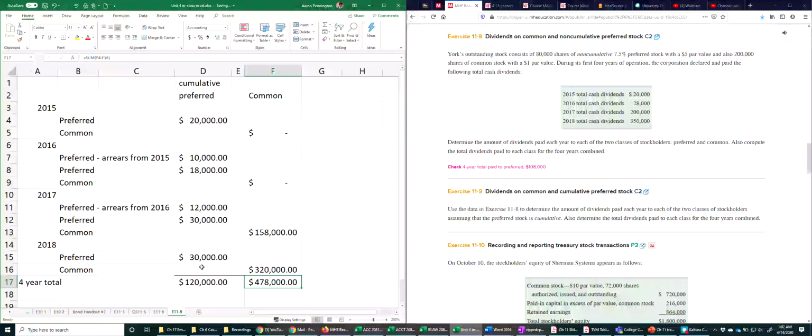So that's how the dividends work with preferred and common. When there are both shares, preferred always gets their dividends first. And if they're cumulative, then you have to account for the rollover from year to year as well. Okay, so that's it for now.